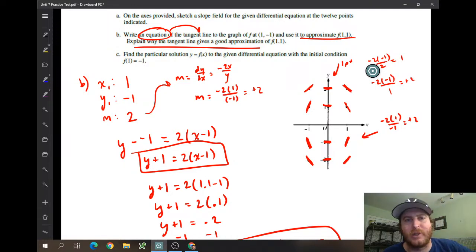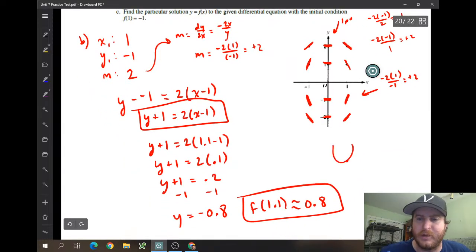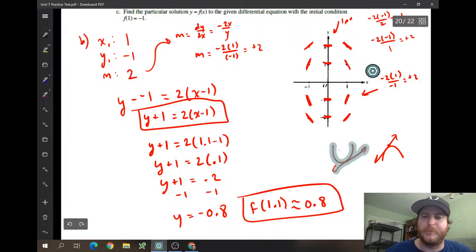Normally, a question is going to say, is it an over or an under approximation? If they say that, you have to find the second derivative and figure out, kind of the second derivative like this, or the second derivative like that, right? But in this case, they didn't ask that. They said, explain why this would be a good approximation.